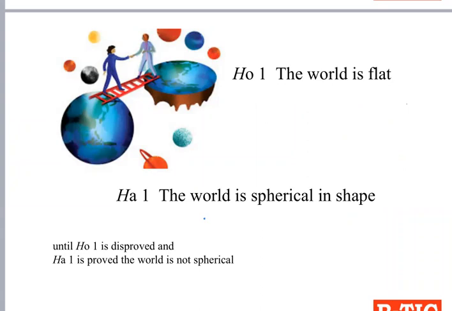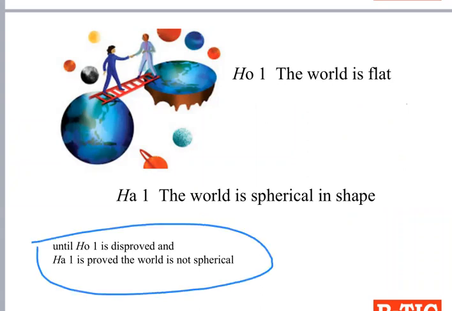That is why I'm using a statement here: until H0-1, meaning until the world is flat, is disproved, and H-A-1, the alternative hypothesis, the world is spherical in shape, is proved, the world is not spherical. We have to do both. The world is flat, we have to disprove that. That is the null hypothesis, we have to nullify that. In addition to that, we have to alternatively prove the world is spherical in shape. That is when you can convince the people to believe we are in a spherical world, not in a flat world.